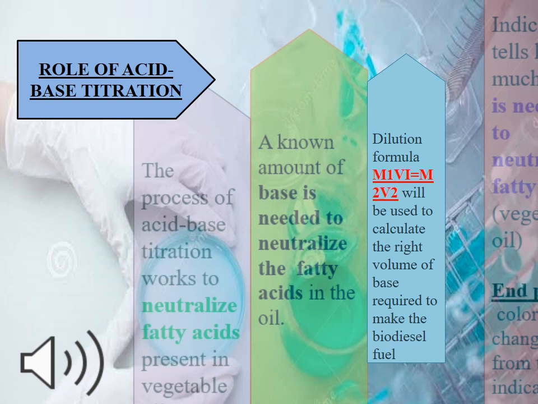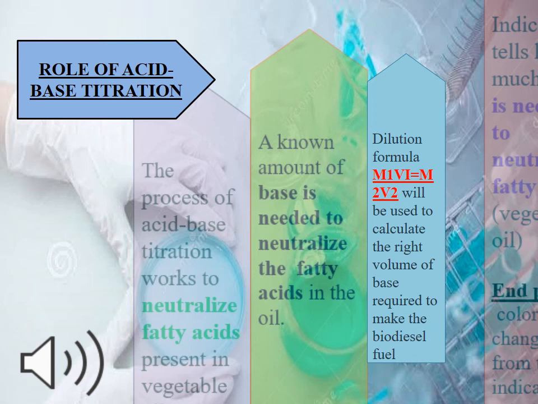Now we'll discuss the role of acid-base titration in the formation of the biodiesel fuel. First, the acid-base titration works to neutralize the fatty acids that are present in the vegetable oils. In order to neutralize these fatty acids, a known amount of base is needed to neutralize them in the oil. Then the dilution formula, that is M1V1 equals M2V2, is used in order to calculate the right volume of the base required to make the biodiesel fuel.